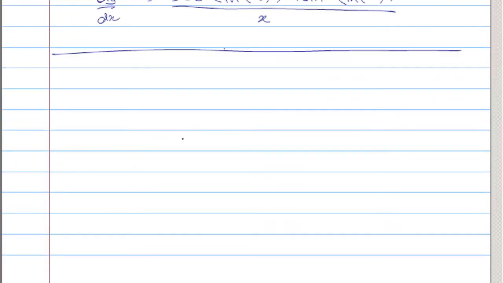Okay, let's take another one. And this time, let's say we have y equals, okay, I'll take one with the cosec x function. So let's say we have y equals cosec of e to the power 3x plus 5.